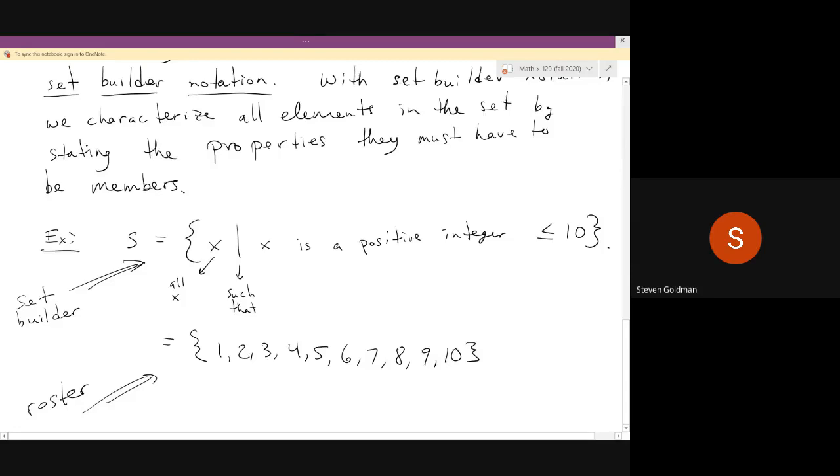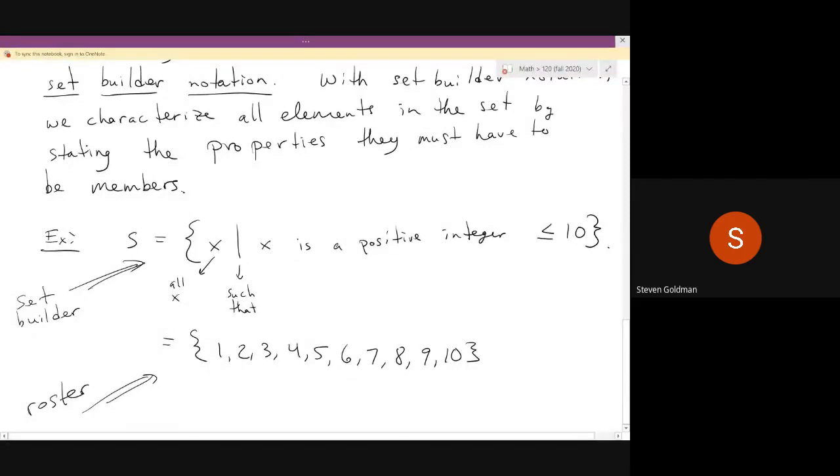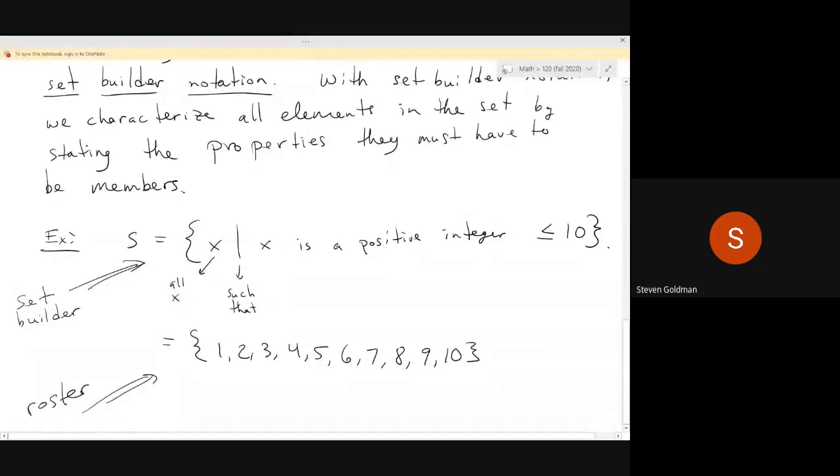Now if I have a very, very large set, a lot of times we don't want to list all the members out. So instead, many times it's more convenient to use set builder notation, where I just give you the description of what you have to be in the set. Any questions so far?